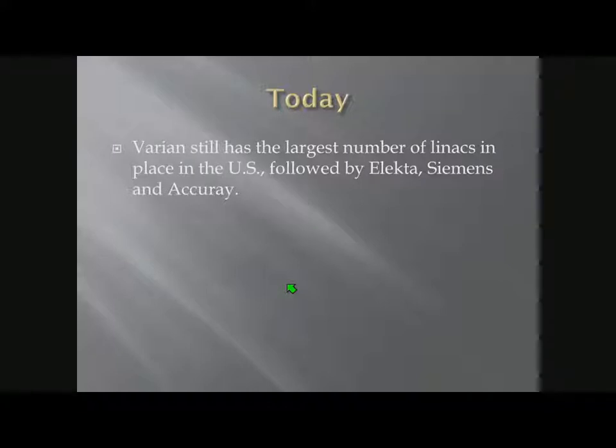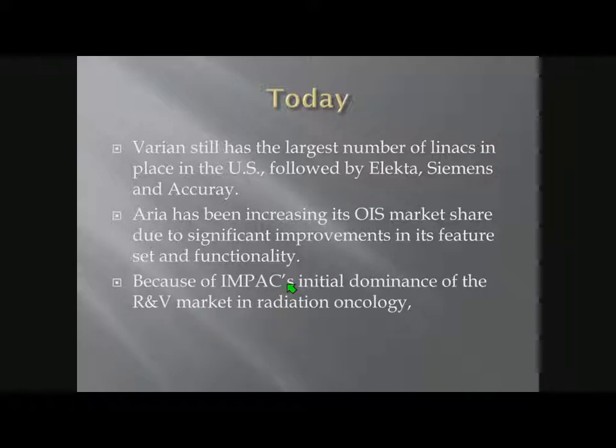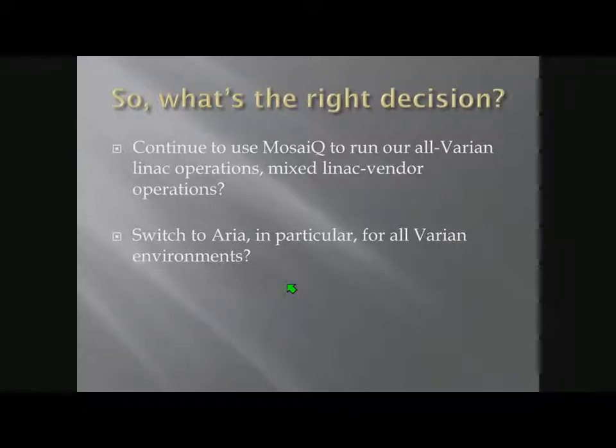Today, Varian still has the largest number of LINACs in place in the U.S., followed by Elekta, Siemens, and Accuray. Aria has been increasing its OIS market share due to significant improvements in its feature set and functionality. Because of Impact's initial dominance of the R&V market in radiation oncology, there still exists a large contingent of centers that use Mosaiq to run Varian LINACs. That's the category I fall into, and hopefully that sets the context.